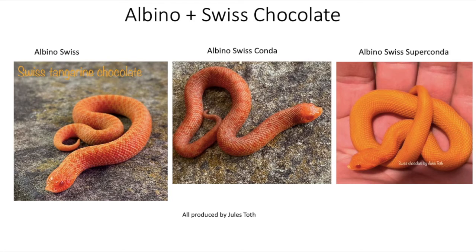So this gene right here, the Swiss chocolate, is going to be really popular in the next few years, and you can combine the Swiss chocolate with a lot of things. But you can see it's pretty interesting when you combine it with albino. Like I said, it's very similar to the Sunburst, but you can definitely tell the difference if you go back and look at the Sunburst morph.